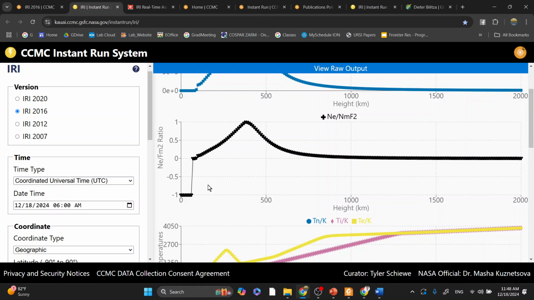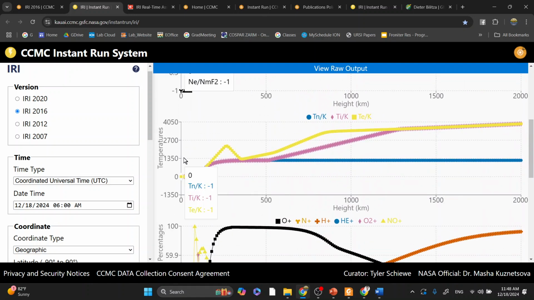What else? Oh, this is NE over NMF2. NE is the total, while NMF2 is more the electron density around the F2 layer. What else? Temperature. You can look at the ion temperature, electron temperature and neutral temperature. So there are three.